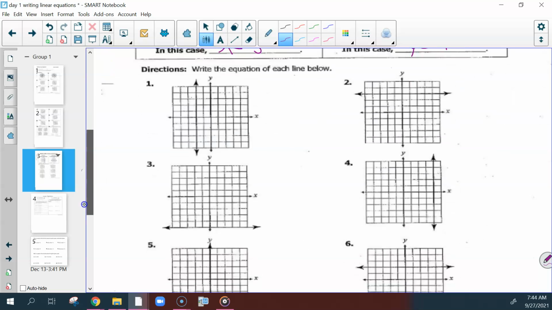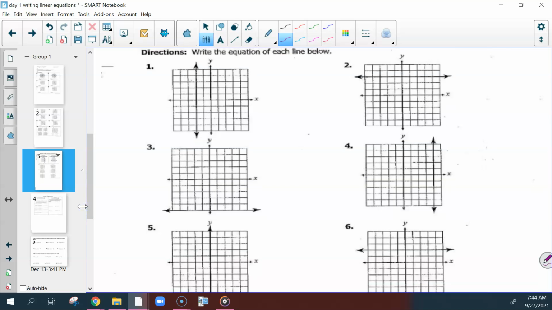You could probably go through and do a few. We'll do number 1. Would that be an x equals or a y equals? X equals because it's vertical. And what does x equal? Negative. Number 2 would be an x equals or a y equals. And what does y equal?